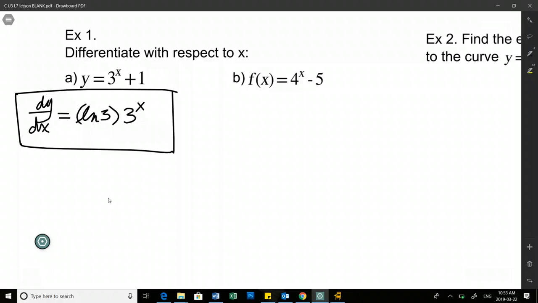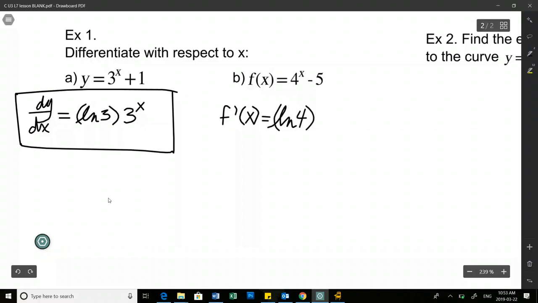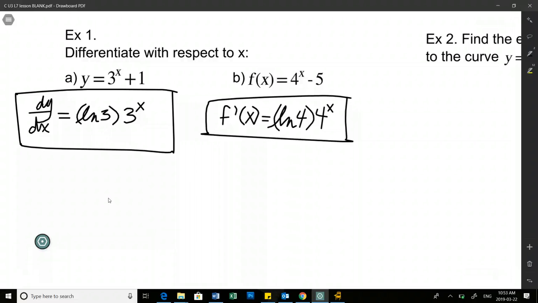Okay. Derivative of 4 to the x. Good. And derivative of negative 5? 0. So we get this. Beauty. Okay. Derivative of any constant is 0. So, right, Aiden? Yeah.